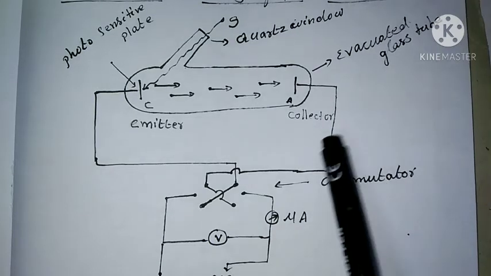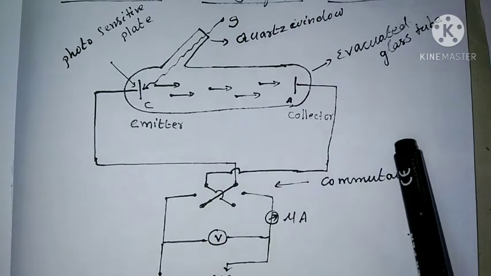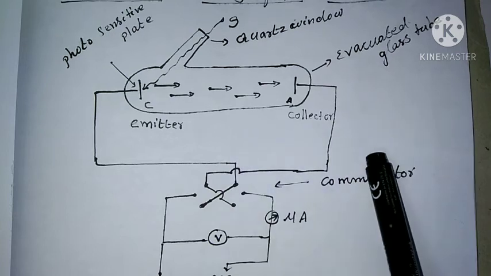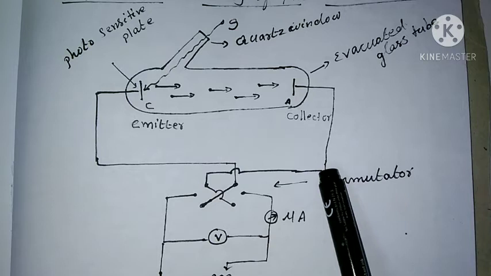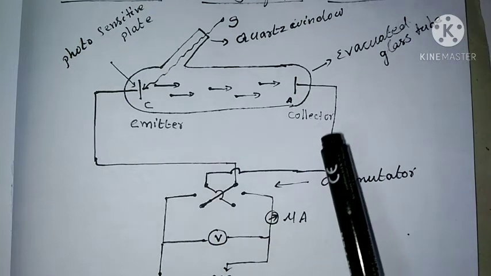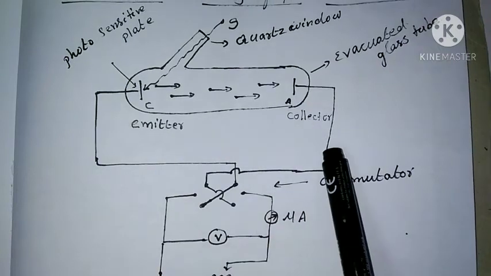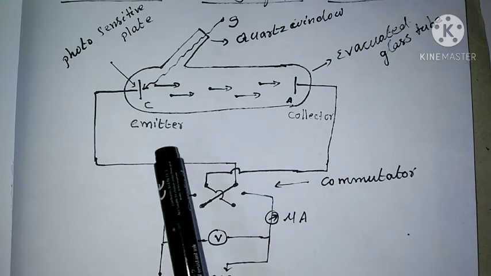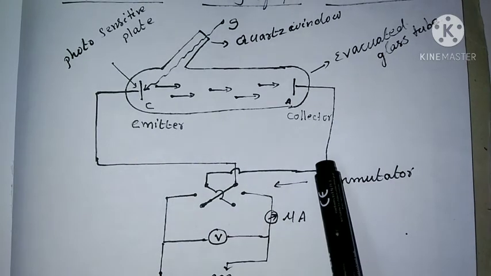After the current becomes maximum, there is no increase in the current. There is no change in the current. Current becomes maximum. Isn't it? So further increasing the collector potential, there is no increase in the photocurrent because the photocurrent is maximum. All the electrons emitted by the emitter plate are collected by the collector. Clear?